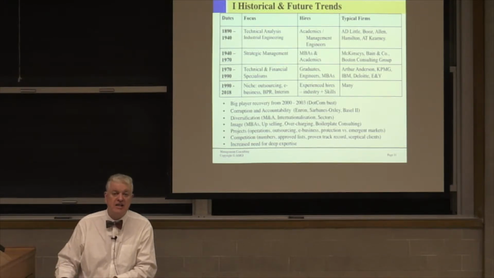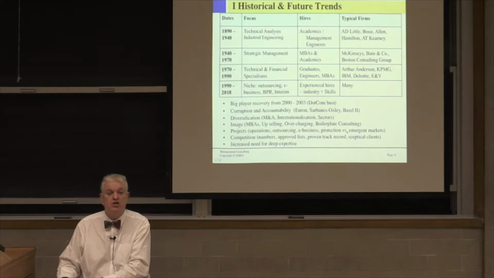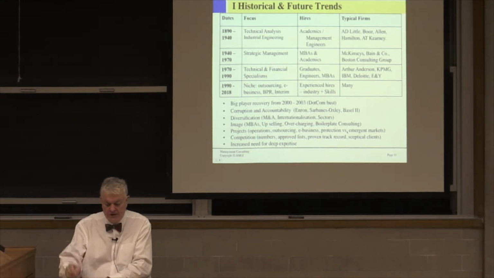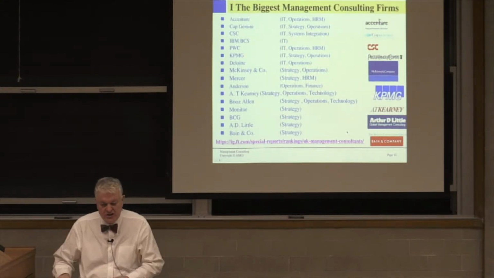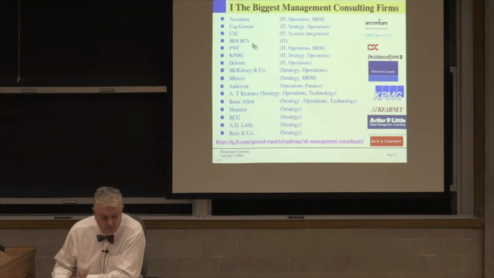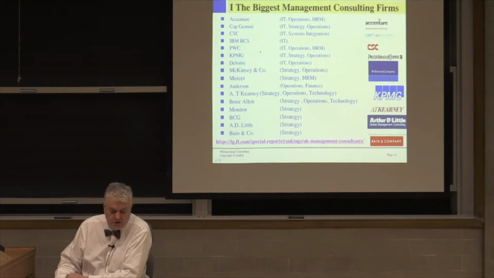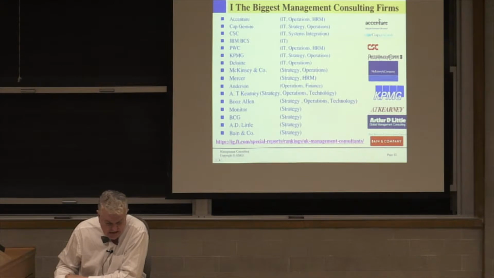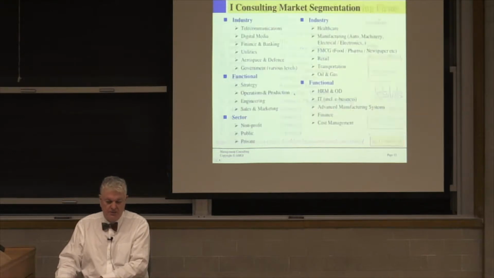And sophisticated clients know that nowadays. You can't give them a snow job or pull the wool over their eyes. These are some of the biggest management consulting firms. Again, we'll talk about this more in Module 1. Either Capgemini, Accenture, CSC, and these are the functions. I won't read all these, Booz Allen. So we'll talk about that in Module 1.